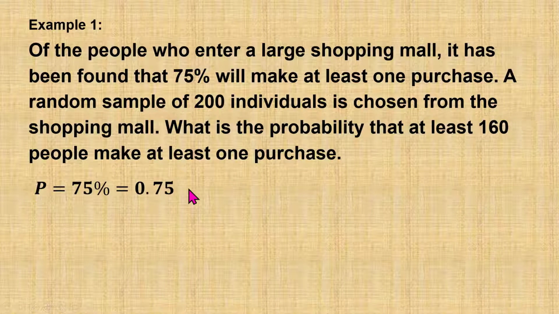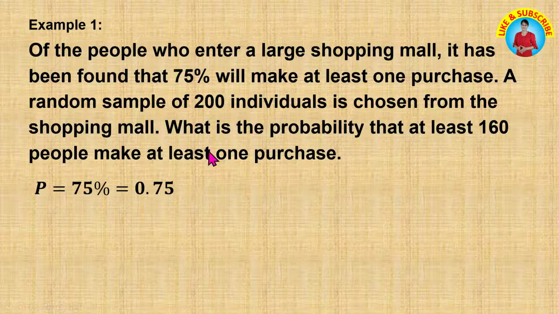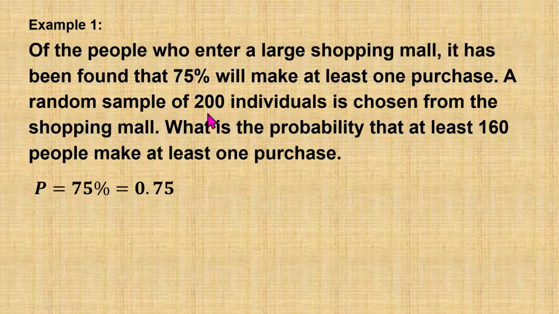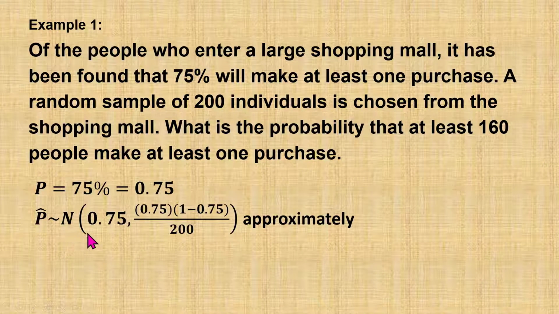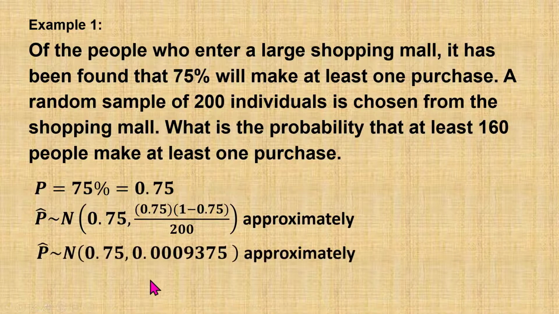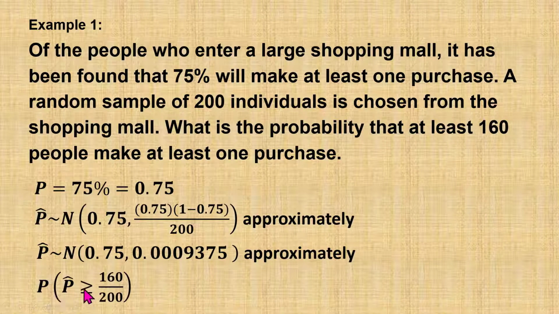Then we are going to find the distribution of the sample proportion. Since the sample size is sufficiently large, based on the central limit theorem, the sample proportion is approximately normally distributed with mean the same as the population proportion, and variance is PQ divided by n. After simplifying, we get this. Now the question is finding the probability that at least 160 people make at least one purchase. So the probability that the sample proportion is at least, meaning greater than or equal to, 160 divided by 200, is equal to 0.8.